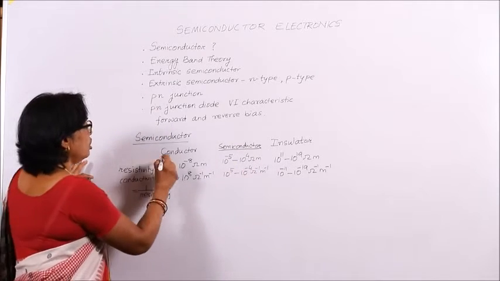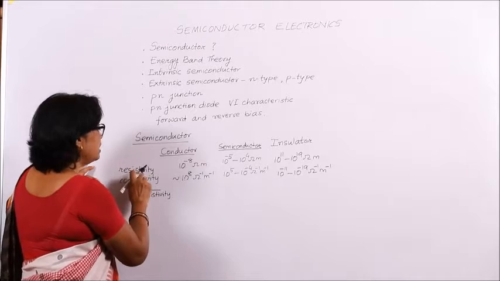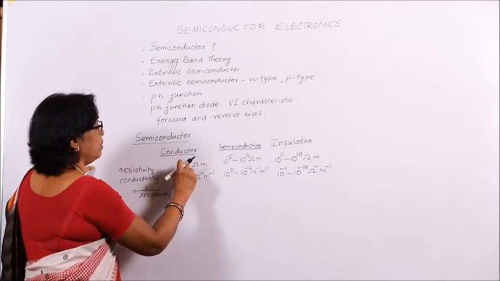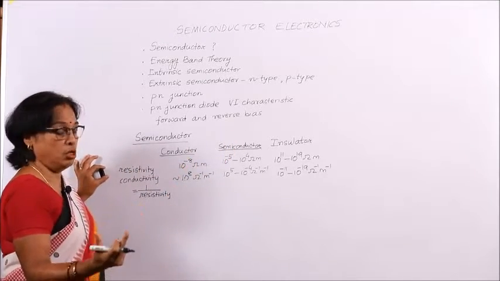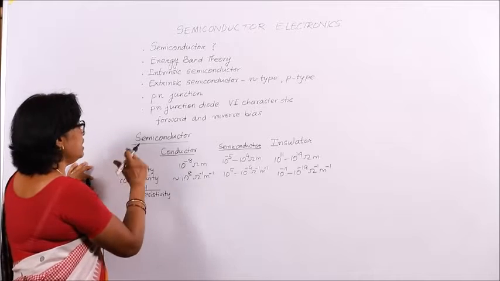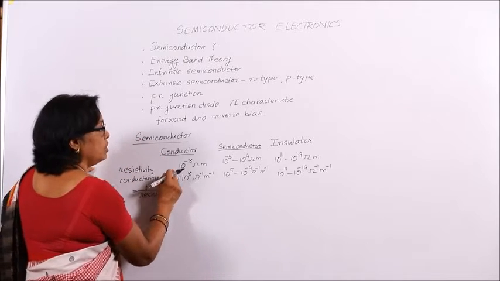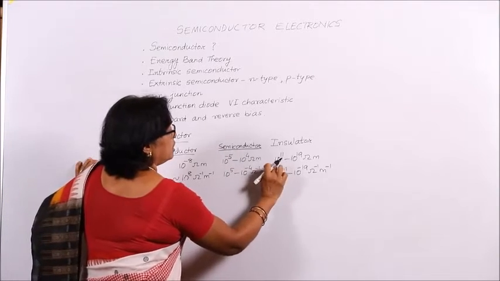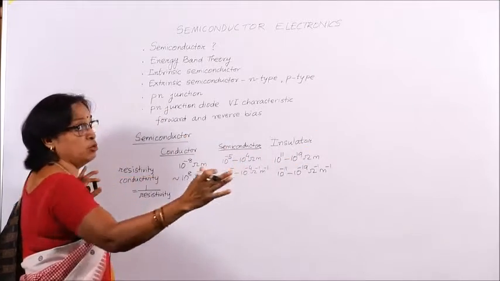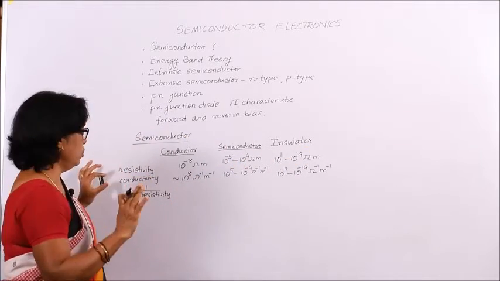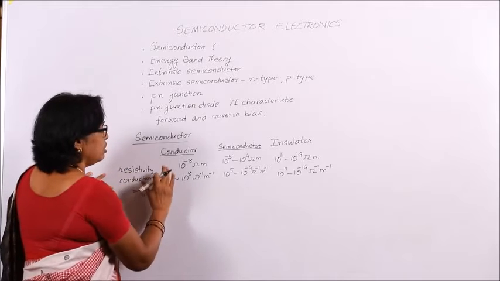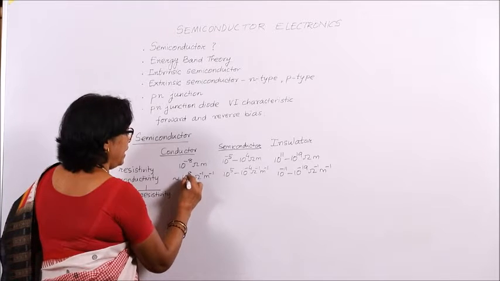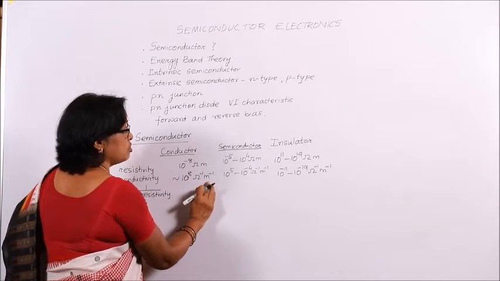That means a conductor does not resist electron flow, 10 to the power minus 8, so less. So the resistivity of a conductor is very low, whereas the resistivity of an insulator is very high. It opposes the current flow. Whereas the conductivity of a conductor is very high, 10 to the power 8 ohm inverse meter inverse.